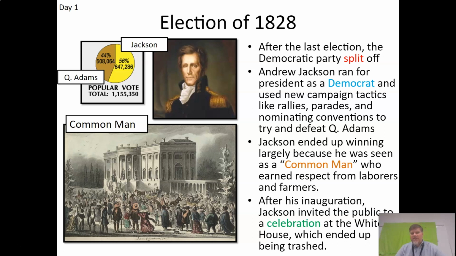So in the election of 1828, Jackson wins, and he runs as a Democrat and uses the new campaign tactics, rallies, parades, nominating conventions to try to defeat John Quincy Adams. He's elected and seen more as a man of the common people. He grew up himself poor. He was definitely rougher around the edges, kind of the hero of the common man.